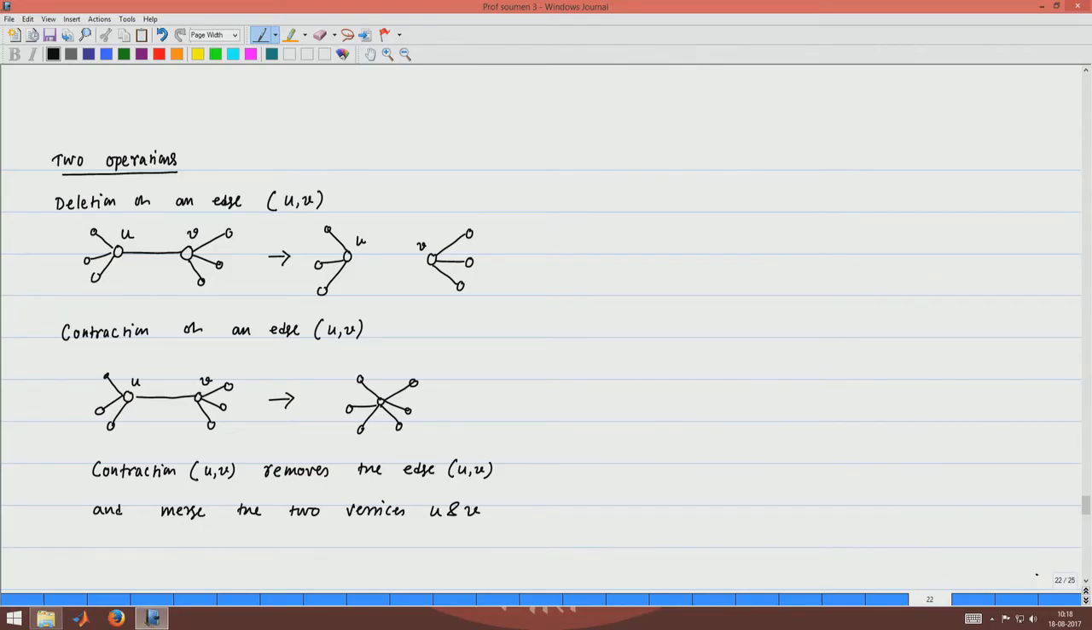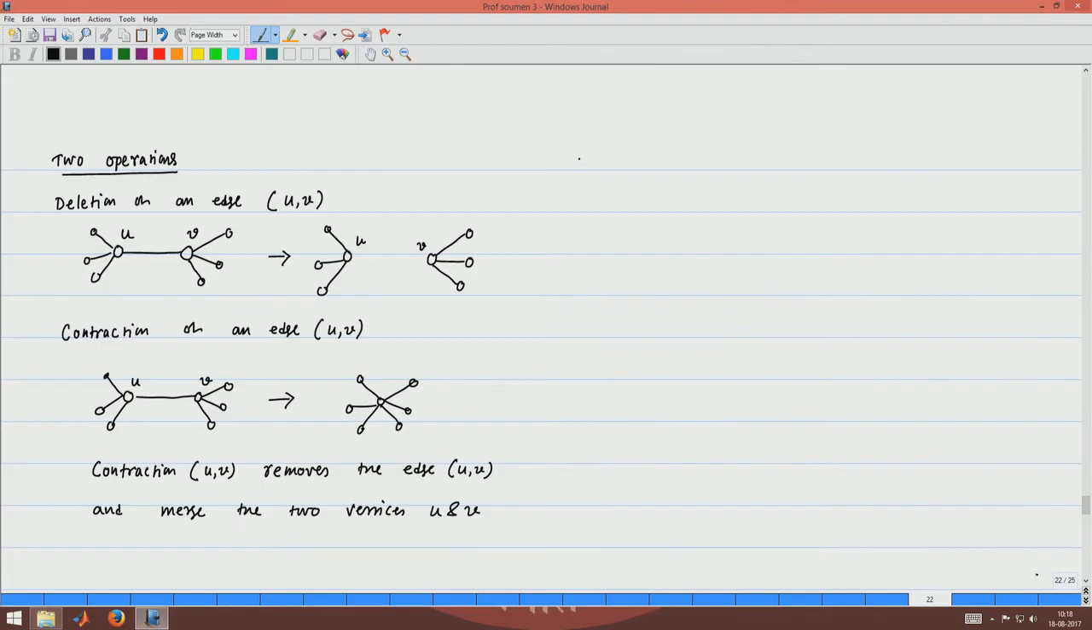So, we learned about two operations, one is deletion of an edge and the other is contraction of an edge, and these two operations will be used frequently in planar graphs to prove some results on characterizing planar graphs and some other related results in this area. So, next we learn what is a face of a planar graph. We will start with this definition.